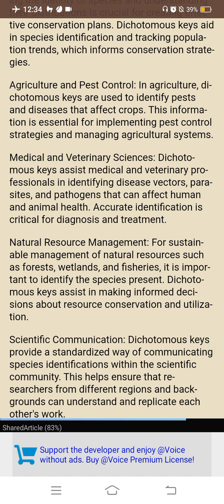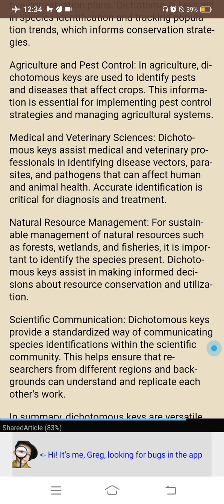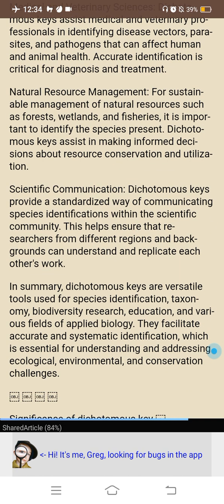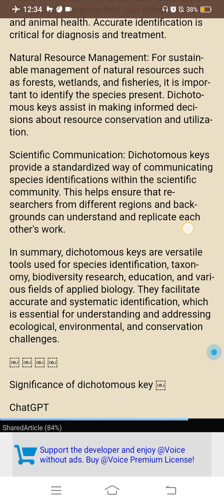So, medical and veterinary sciences. Dichotomous keys assist medical and veterinary professionals in identifying disease vectors, parasites, and pathogens that can affect human and animal health. Accurate identification is crucial for diagnosis and treatment. And natural resource management. For sustainable management of natural resources such as forests, wetlands, and fisheries, it is important to identify the species present. Dichotomous keys assist in making informed decisions about resource conservation and utilization.